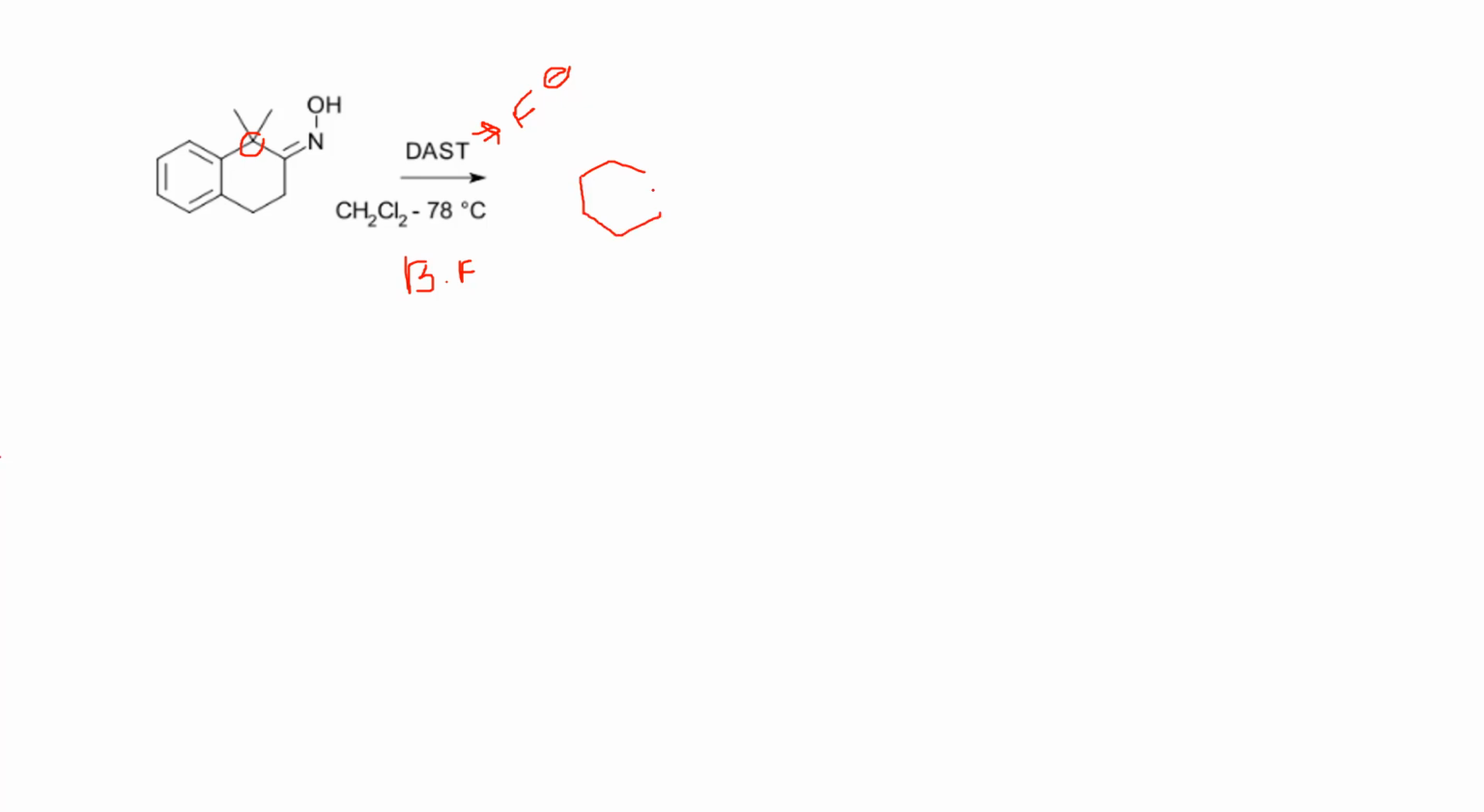So we try to draw the product directly. There will be a formation of carbocation with the CN. Now, as this is a fluoride source, this fluoride can attack here, giving this as our product.